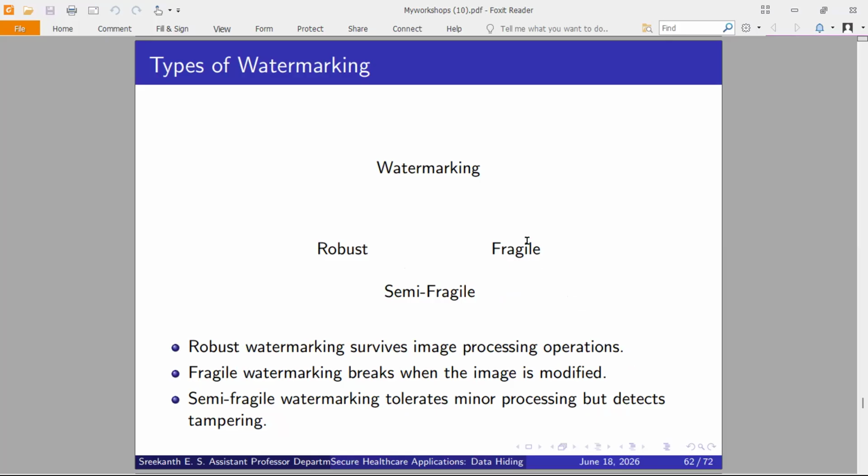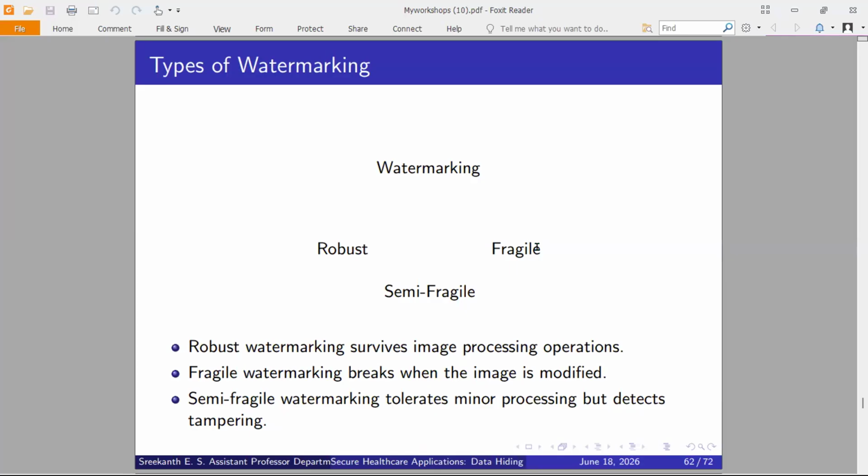You are embedding the hash value of the image within the image, using some reversible technique. So what will the receiver do at the receiving end? The receiver extracts this hash value and recomputes the hash value. If they are the same, that means there is no change in the image. That is the property of a fragile watermark.